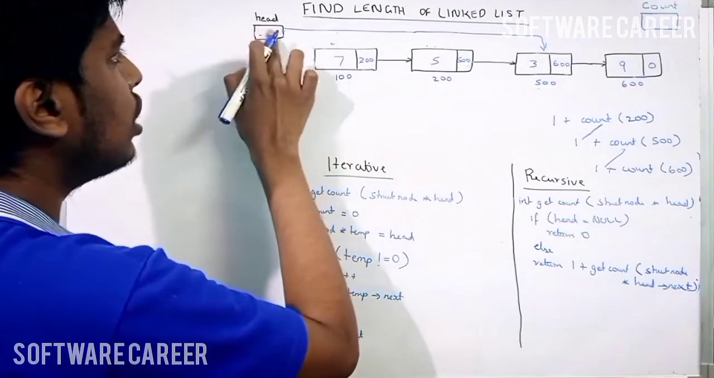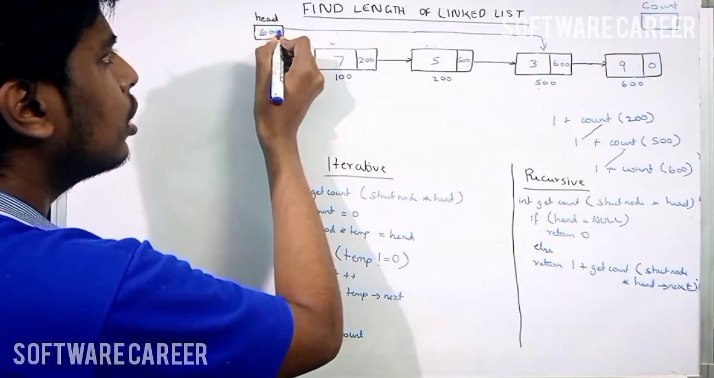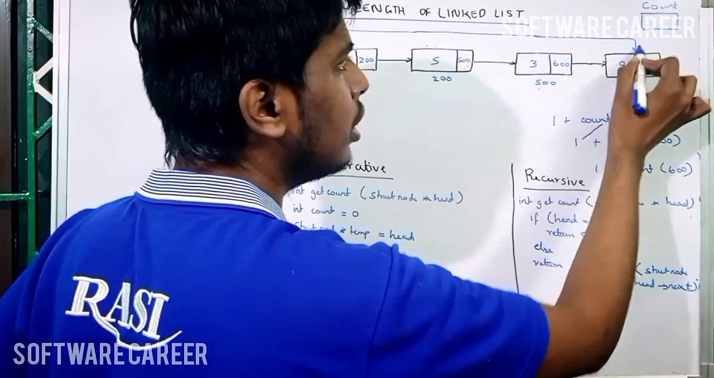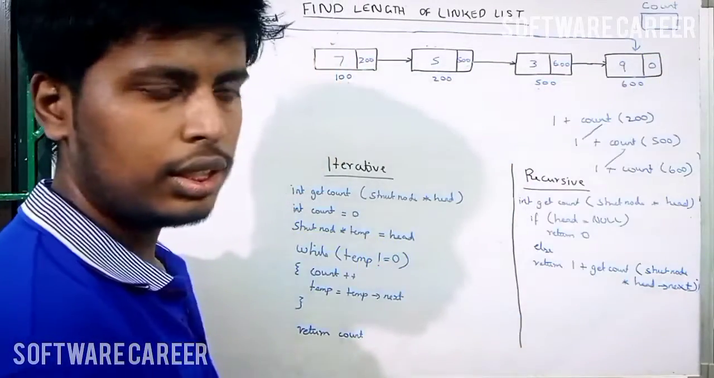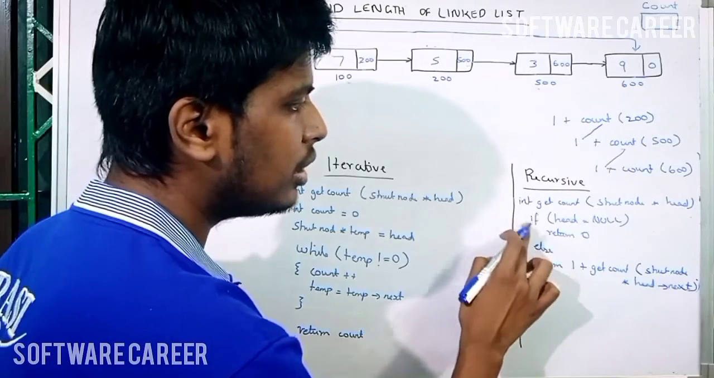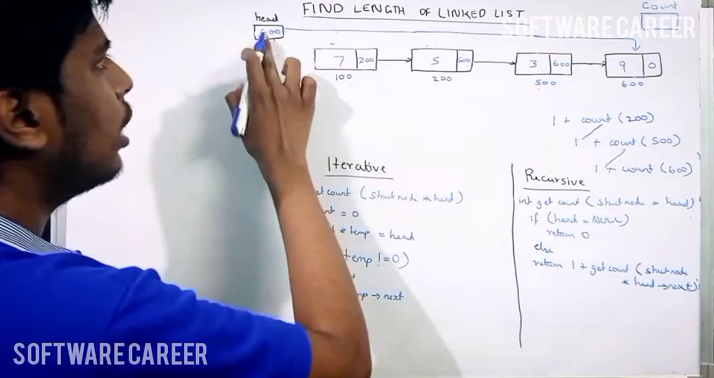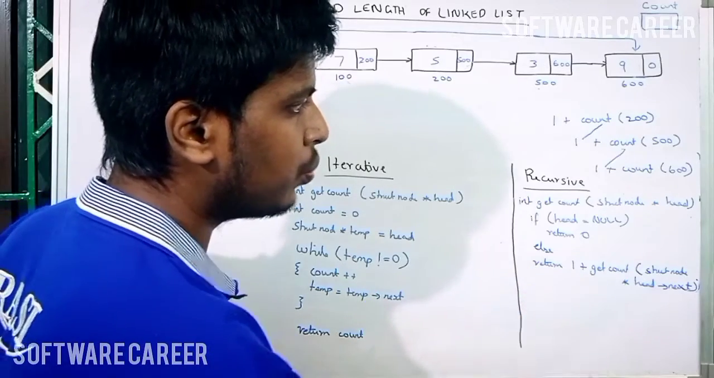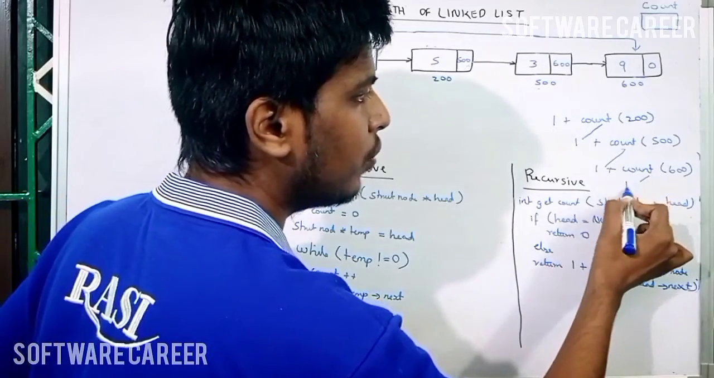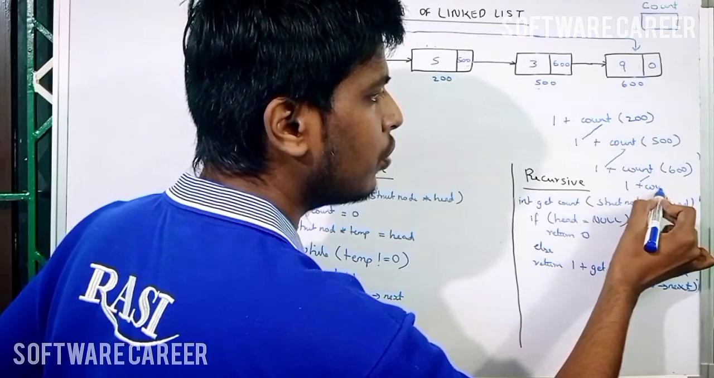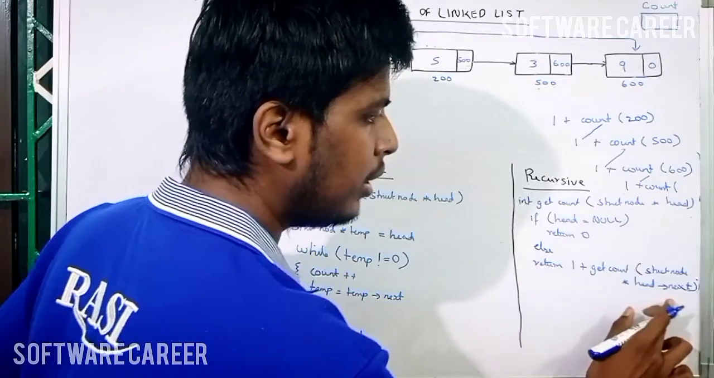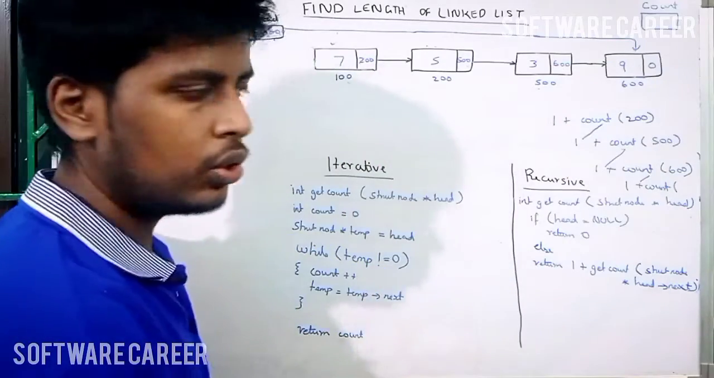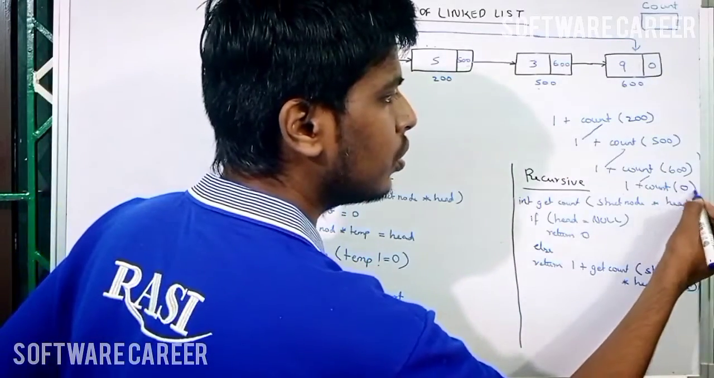So I am changing the head value to 600. Now 600 means the head pointer is pointing towards the node which has address 600. Now I am again checking if head is 0 or not. Head is not 0. So I am going to the else condition. Return 1 plus count function. So 1 plus count of head next. Now head is 600. 600's next is 0. So I am writing count of 0.